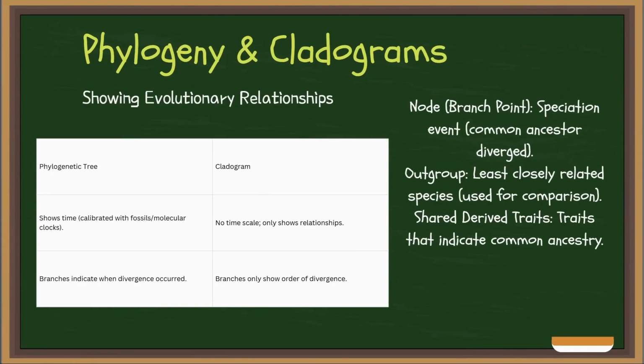Phylogeny and cladograms show evolutionary relationships. The node, which is the branch point or speciation event, shows how common ancestors diverge. The outgroup is the least closely related species, which is used for comparison. Shared derived traits are traits that indicate common ancestry.